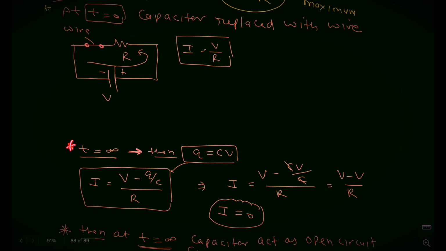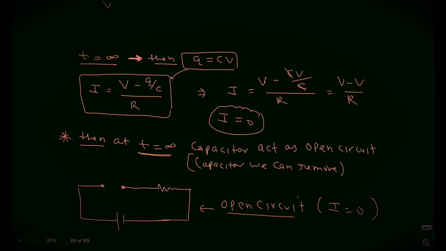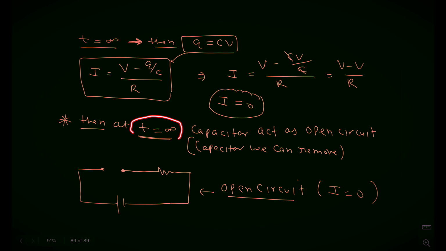At t equal to infinite, my dear students, Q becomes CV. Now I am going to substitute the value of Q in this equation. Then we get the current is 0. If the current is 0, it means the circuit has definitely become open. That's why I am going to remove the capacitor, and this circuit becomes open, which means the current becomes 0. No current will flow.